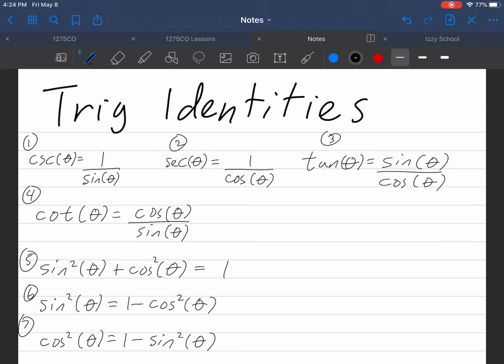Hello everyone, this is a trig identities lesson which will not be discussed in too much detail in class due to the lost time we have.